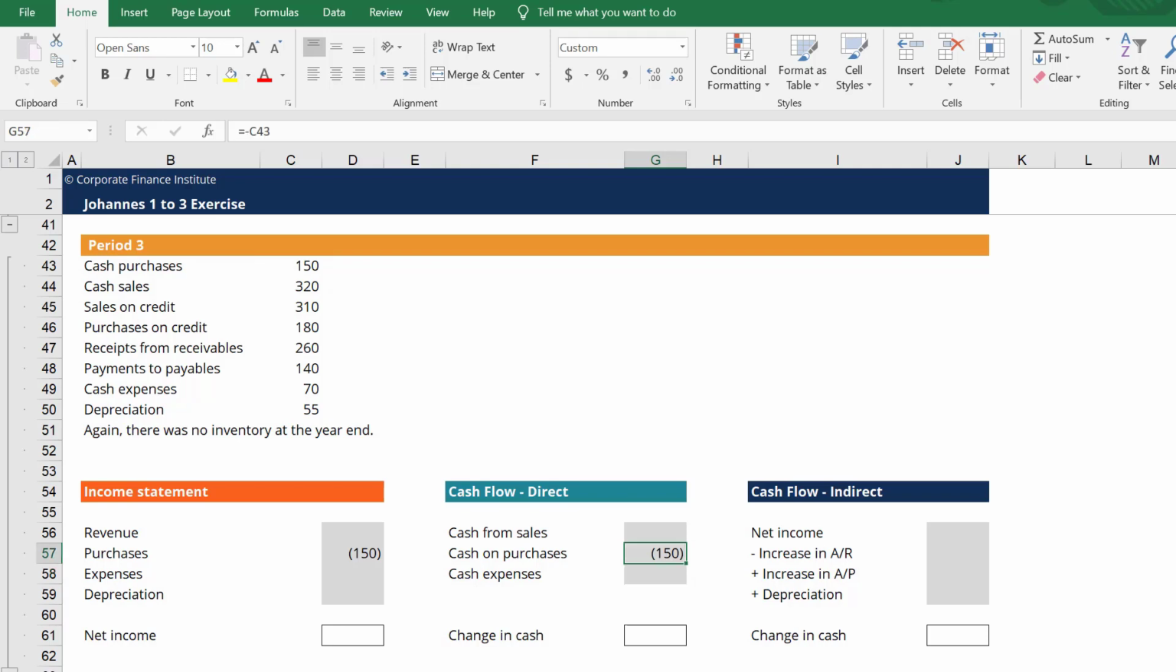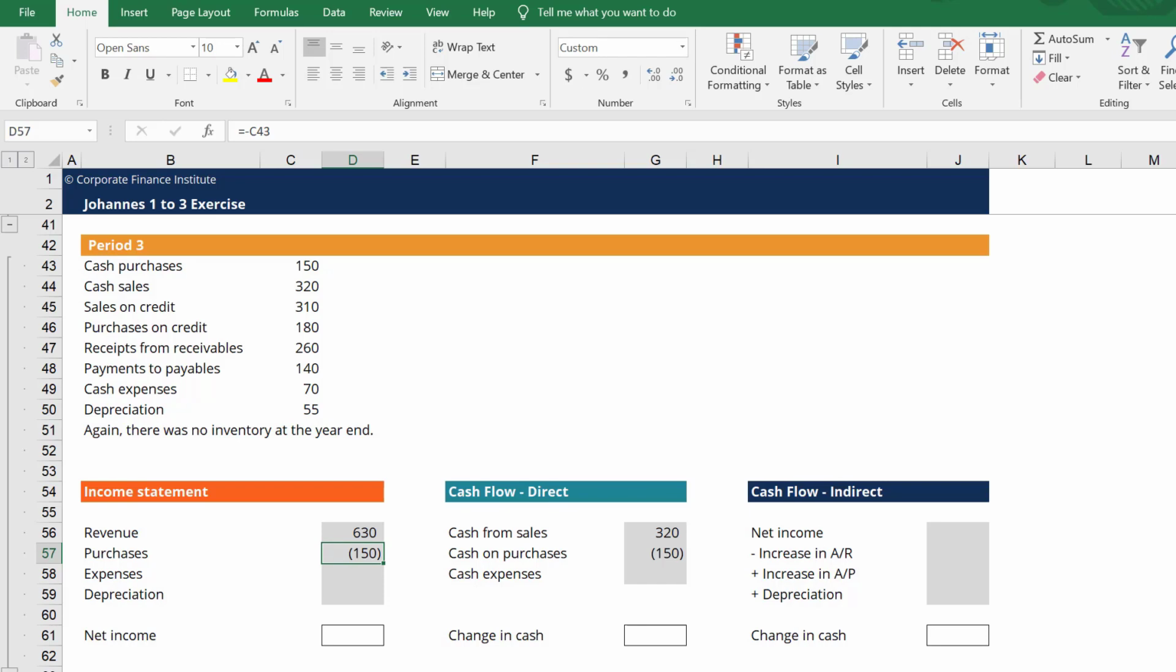Next, the company has cash sales of 320, which we record as revenue on the income statement, and which we record as cash from sales on the direct cash flow statement. Next, the company has sales on credit of 310. This means we need to add to revenue, in addition to the 320 we originally recorded, we're now going to add 310 of credit sales for a total of 630. Since cash was not received for those sales yet, there's no impact on the cash flow statement.